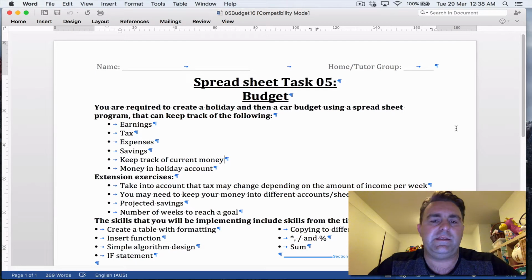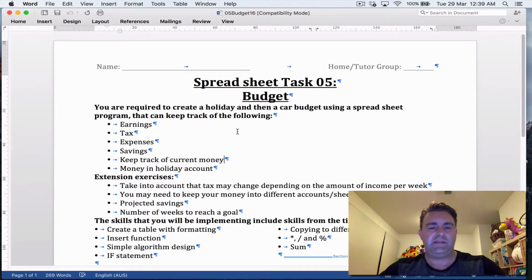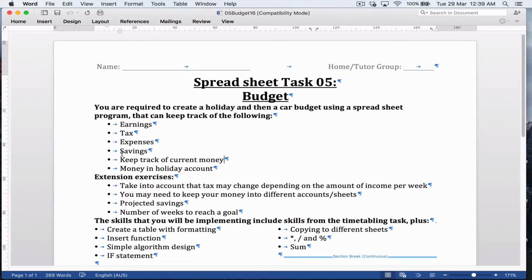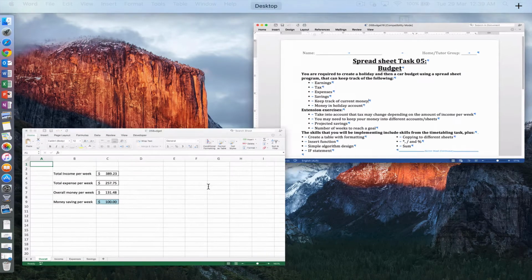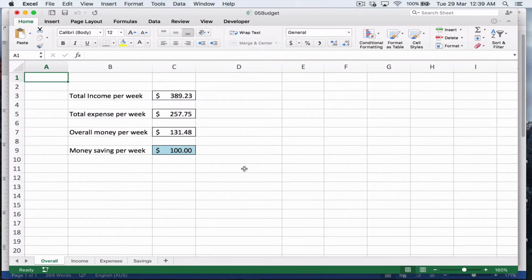Okay, our next task is looking at budgets. So in this case, you're going to be running across multiple sheets and keeping track of different things. All right, to get started, we're going to look at earnings, tax, expenses, savings, keeping track of your money, and saving up for a holiday account. Okay, there are extension stuff, but that will do for now.